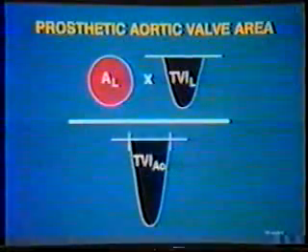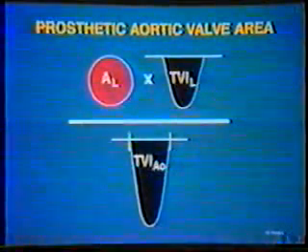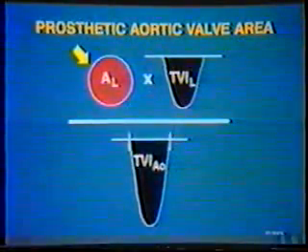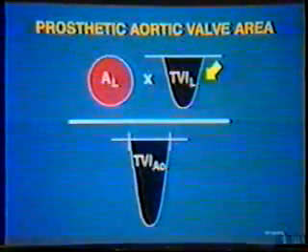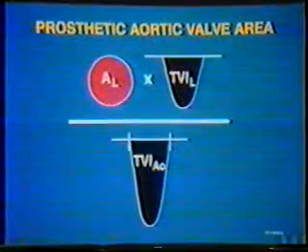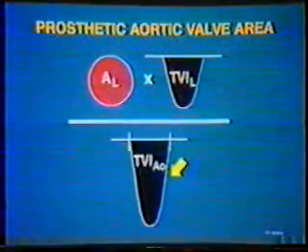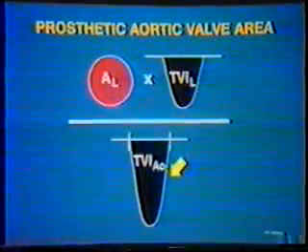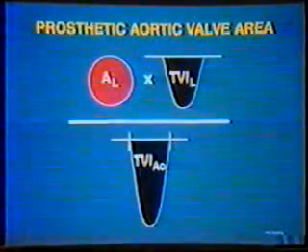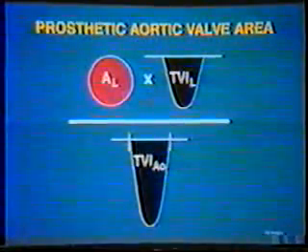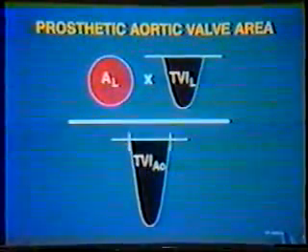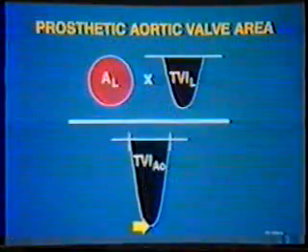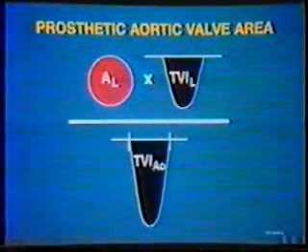From the continuity equation, the effective orifice area of an aortic prosthesis is obtained by multiplying the LVOT area times the TVI of the LVOT and dividing by the TVI of flow in the aorta that was obtained with CW Doppler. As with native aortic stenosis, this calculation can be simplified by using the peak velocity in the LVOT and the peak velocity in the aorta instead of the time velocity integrals.